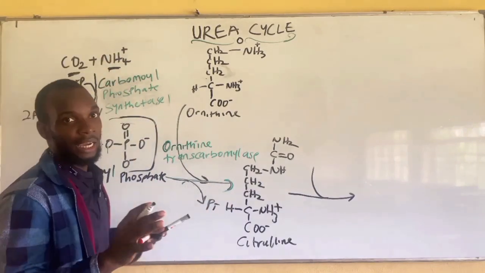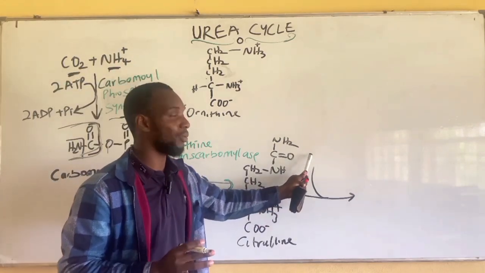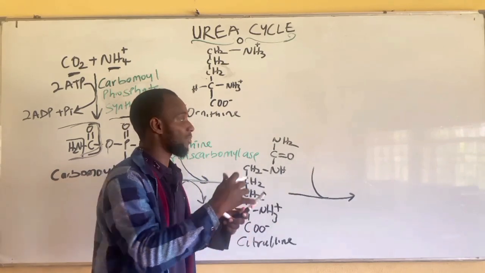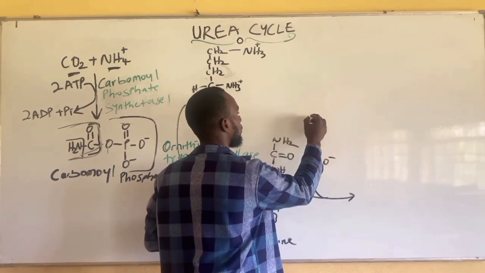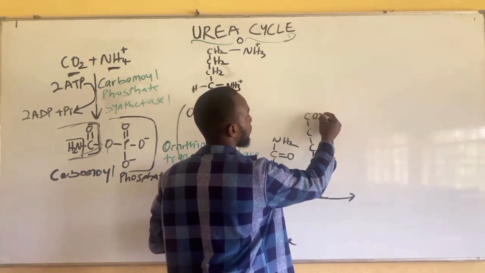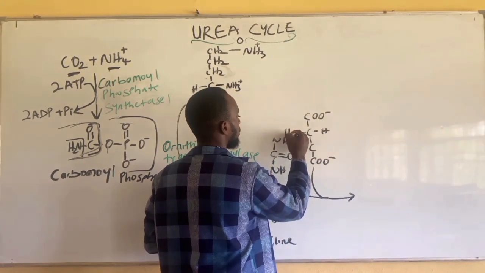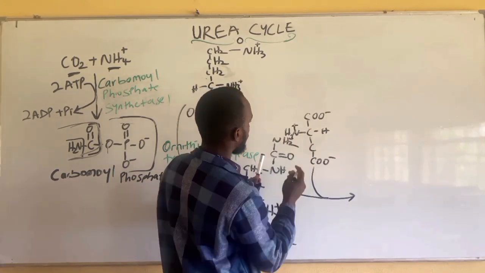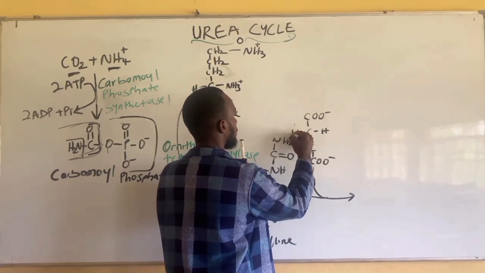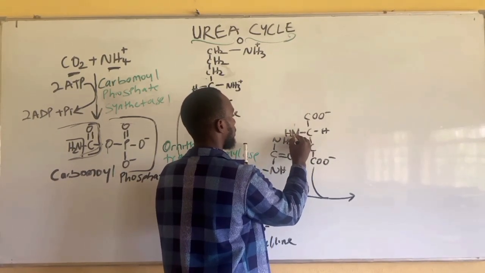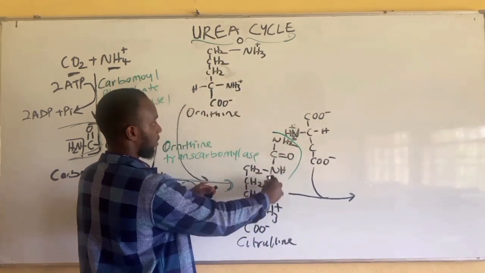You know that urea has two amino groups. This is the first amino group. This is now the second, the one I want to show, for the joining of aspartate. So see what happens here. Hope you are seeing this. Please, there is a demarcation. This part is for the ornithine.